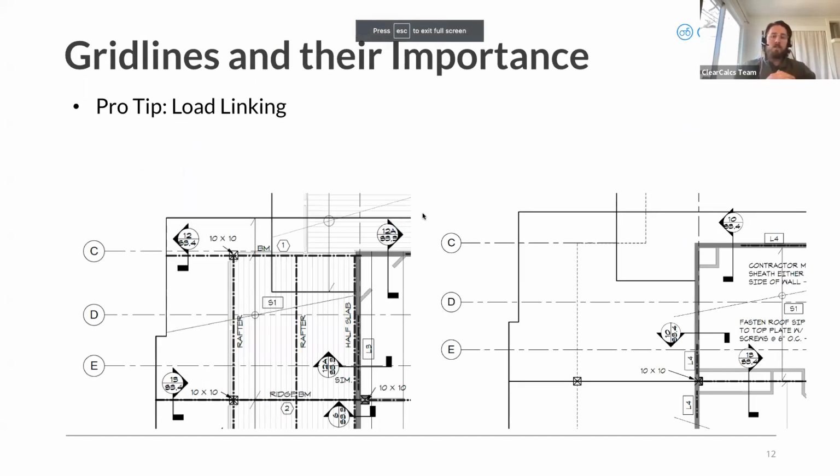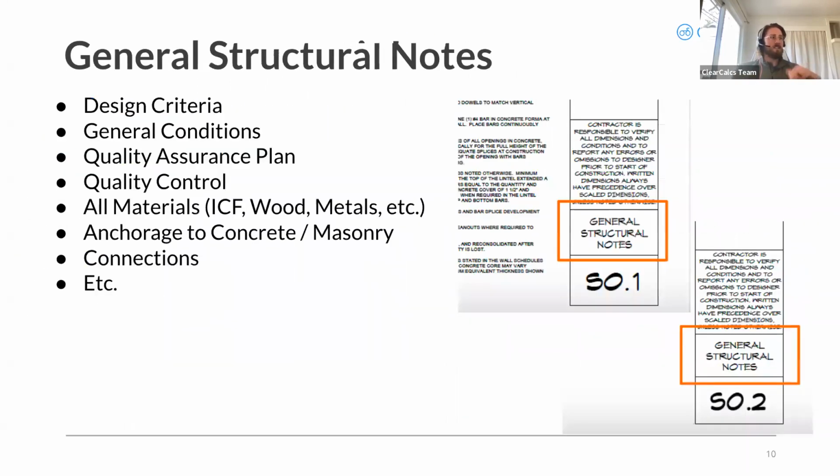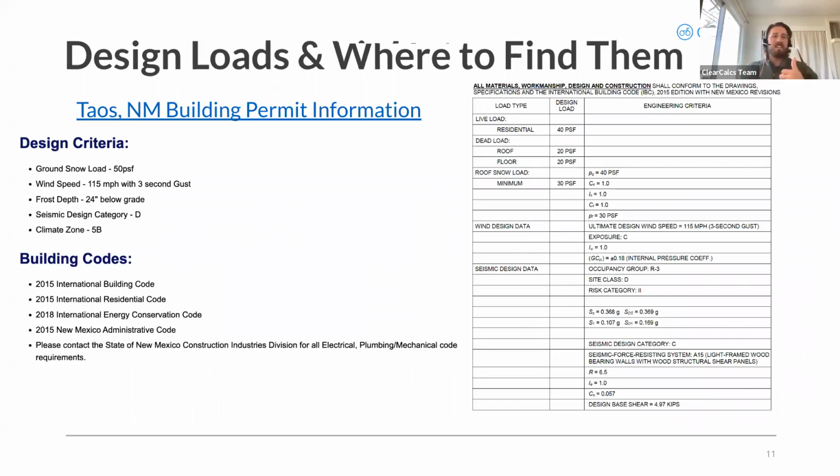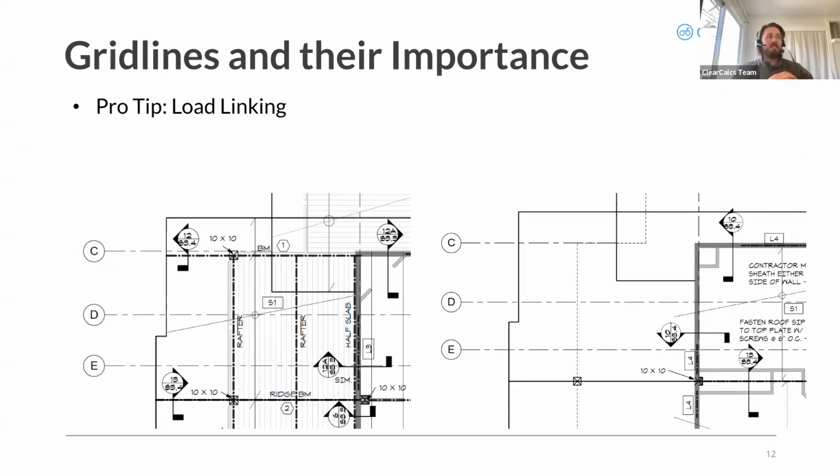All right, so we've gone through page nomenclature and how to navigate that. We've gone through, I'm forgetting already, the general structural notes, the design loads themselves. And now let's talk about these grid lines that we're seeing on these drawings. Of course, these aren't just for structural, these are on all drawings. But I took these screenshots so we can come back to this and minimize back and forth later.